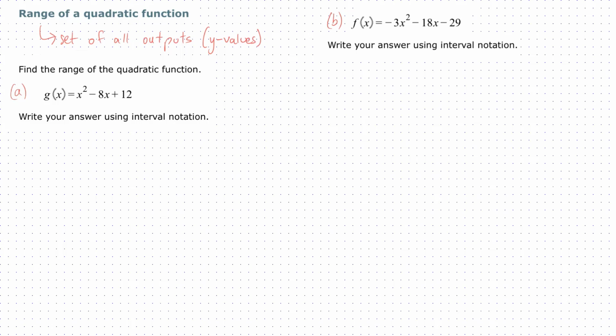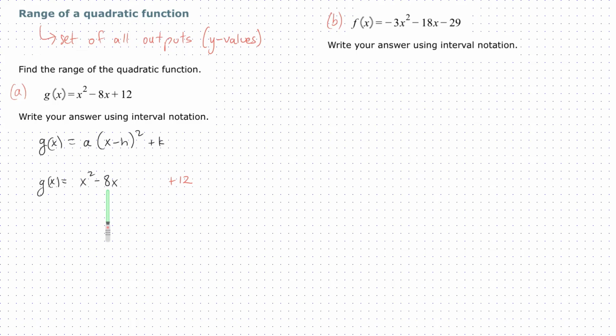So let's find the vertex. What we're trying to do is get g of x in this form, a times the quantity x minus h squared plus k. That involves completing the square. g of x is equal to x squared minus 8x. I'm going to put the plus 12 a little bit farther out. I'm going to go ahead and complete the square here with this x squared minus 8x.